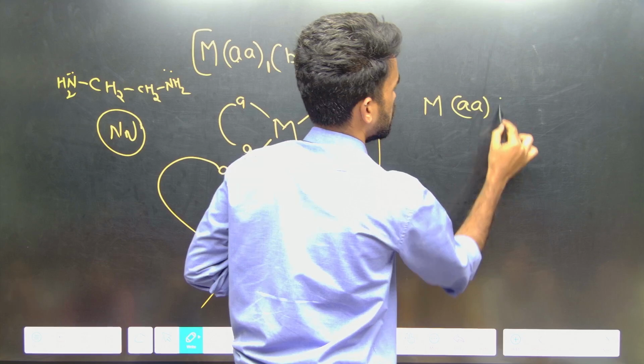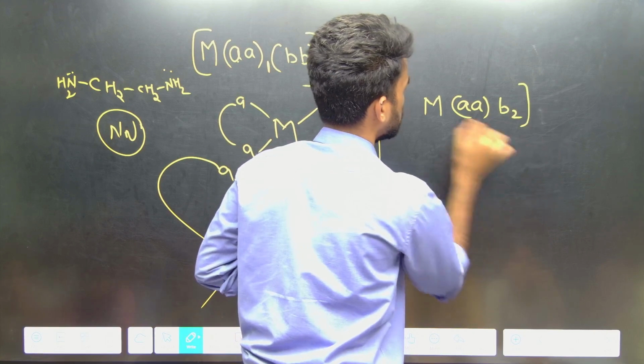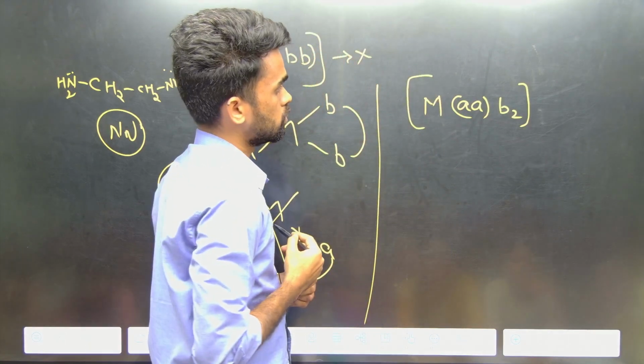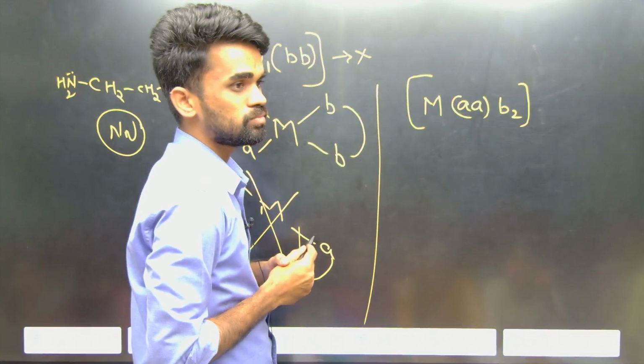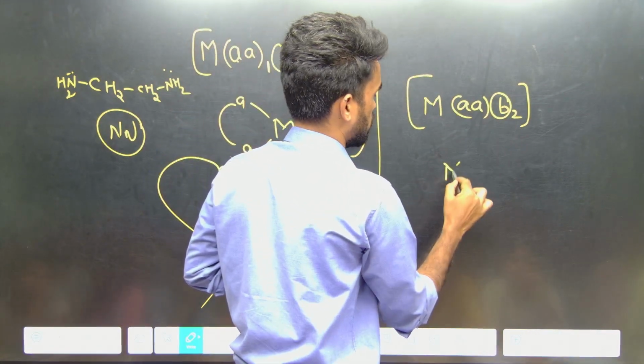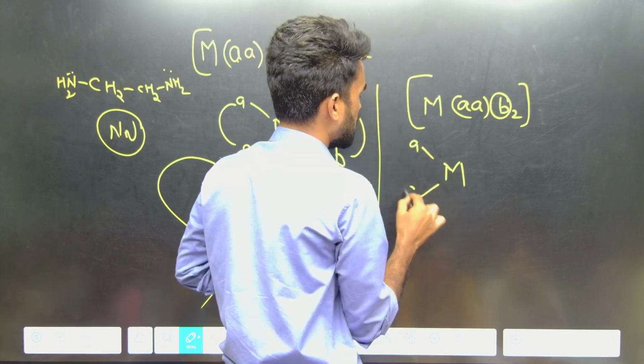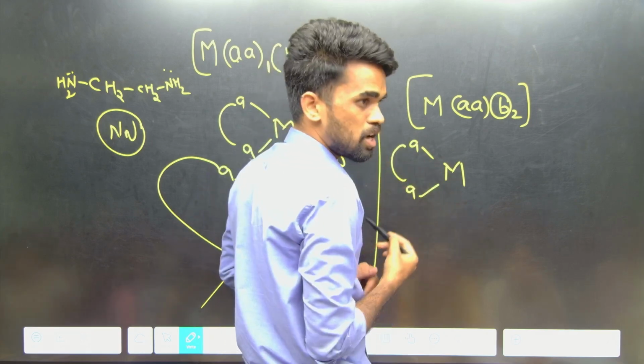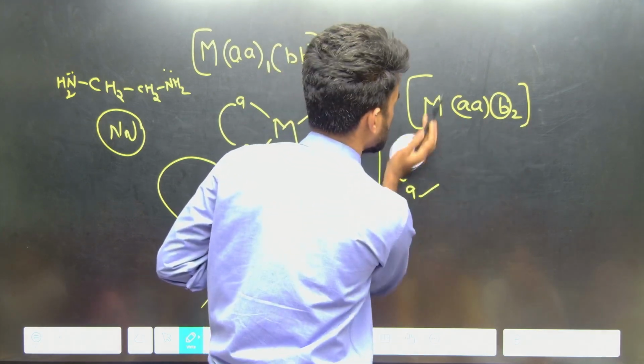AA, B2. What happens here? See, this B2 means it's a monodentate ligand only. AA I can put here cis, but trans is not possible now. So here also it is not possible.